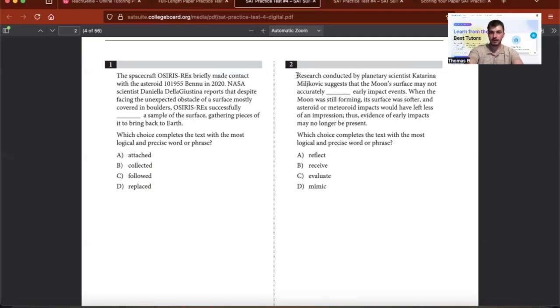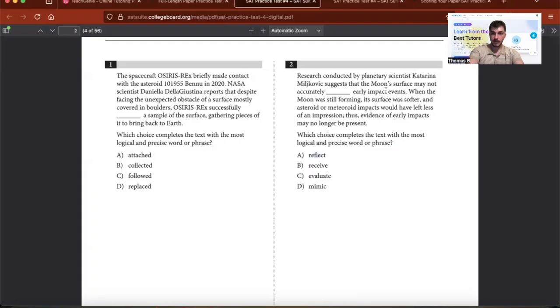Now, for the next reading question: research conducted by planetary scientists suggests that the moon's surface may not accurately blank early impact events. Again, you can actually probably skip the rest of this if you want to save yourself some time. So I'm going to try putting in these words again.